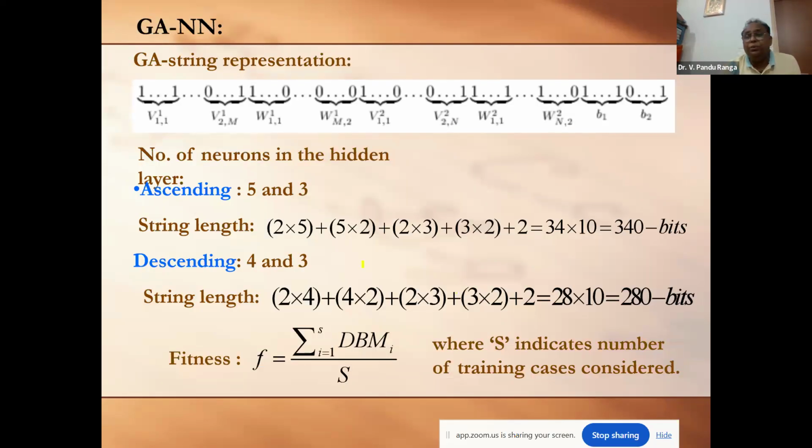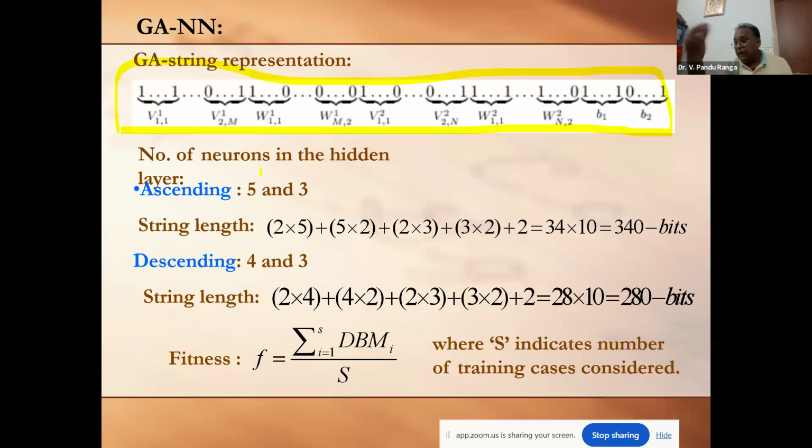As we have used a binary coded genetic algorithm, the architecture of this neural network is represented with the help of binary digits, so that the weights and the bias values of the neural network are represented with ones and zeros. This is how one string of GANN is represented with the help of bits.